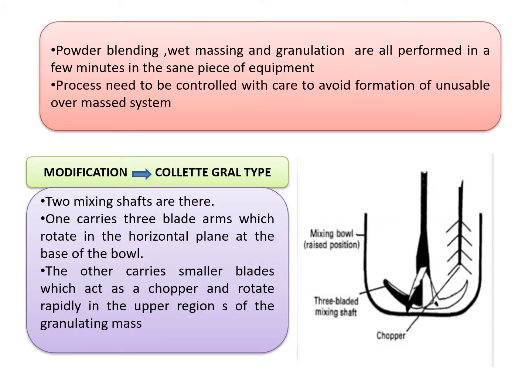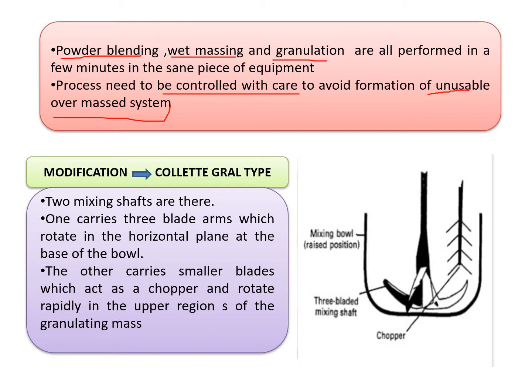So in this process, the powder blending, mixing, wet massing and granulation, all these processes are performed in a single equipment. And this process has to be controlled to avoid formation of an unusable overmassed system. So we have to control all the parameters so that proper mixing is done and the production of an unusable overmassed system is avoided.